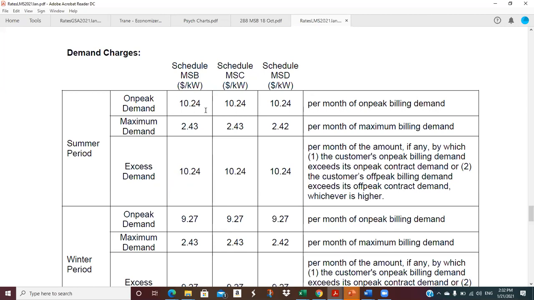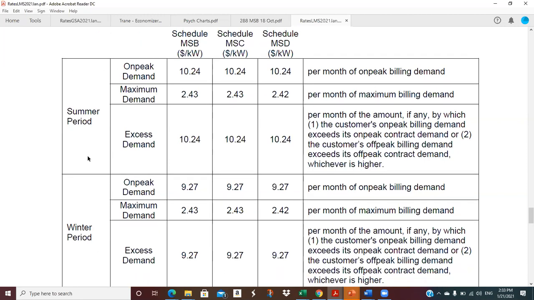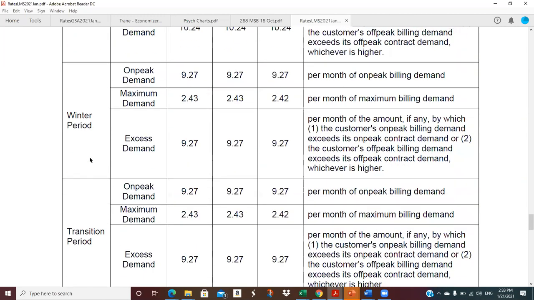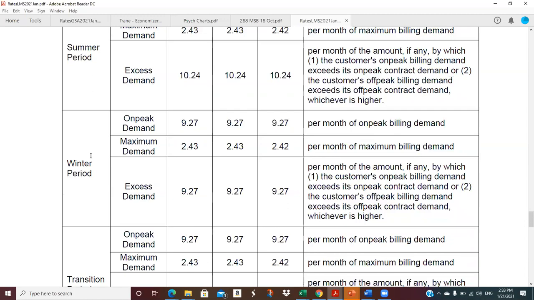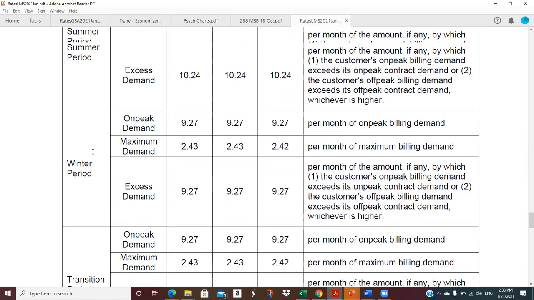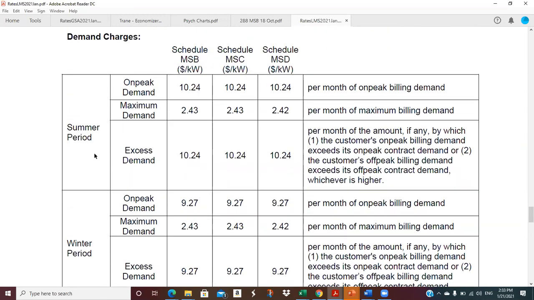And then excess, if you exceed contract or stuff like that, you're going to pay for that separately, but that doesn't usually come up. And so you see, then we've got summer period, winter period, and transition. And it's pretty common. Transition and winter oftentimes are the same. Summer's a little bit higher, but they're not tremendously higher. So that's your demand charge.